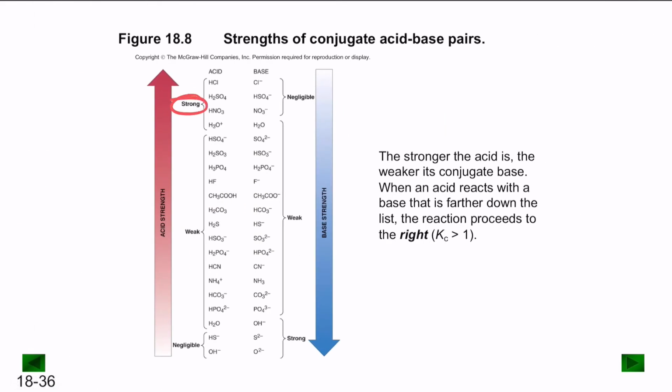So a strong acid results in a negligible strength base, and a negligible strength acid results in a strong base. So the comparison is that as you go towards higher acid strengths, their conjugate bases have decreasing base strength.